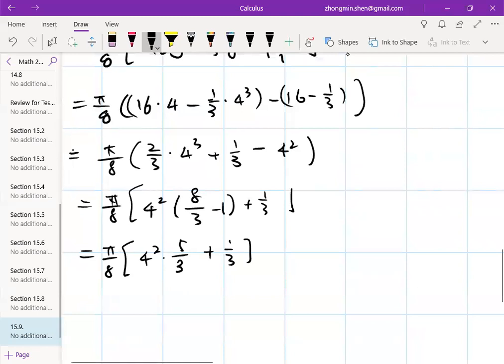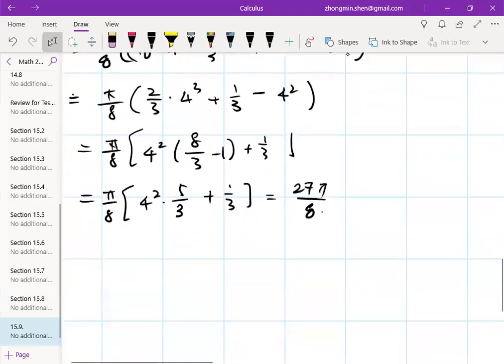Okay, so then 4 times 5, 20, 20 times 4 is 80, right? 80 plus 1 is 81. 81 divided by 3, you can do that. 81 divided by 3 is 27. Yeah, that's right. So 27 pi over 8. So that's it.